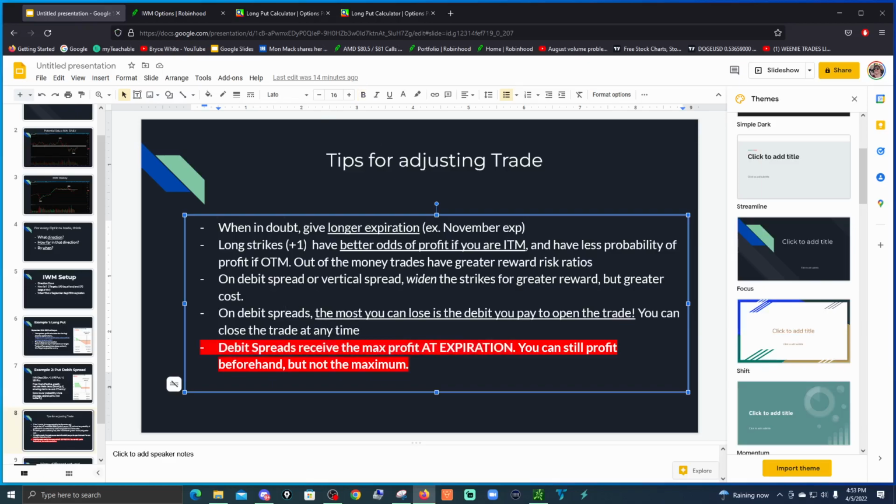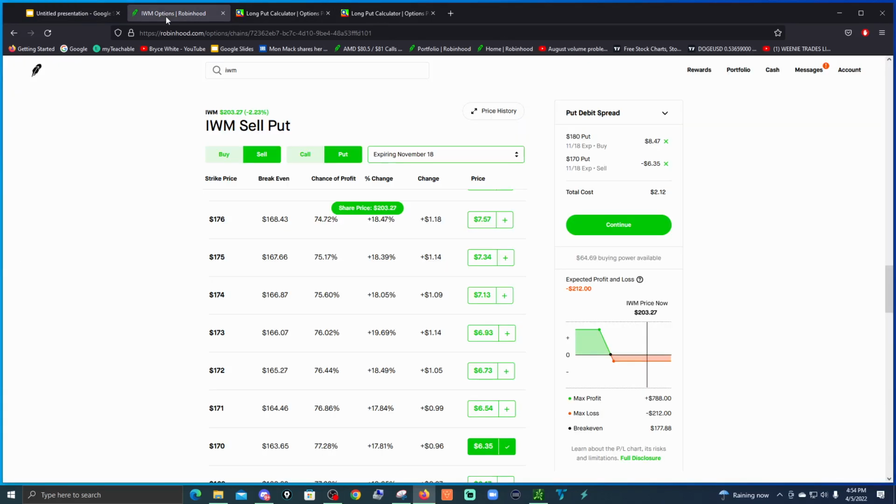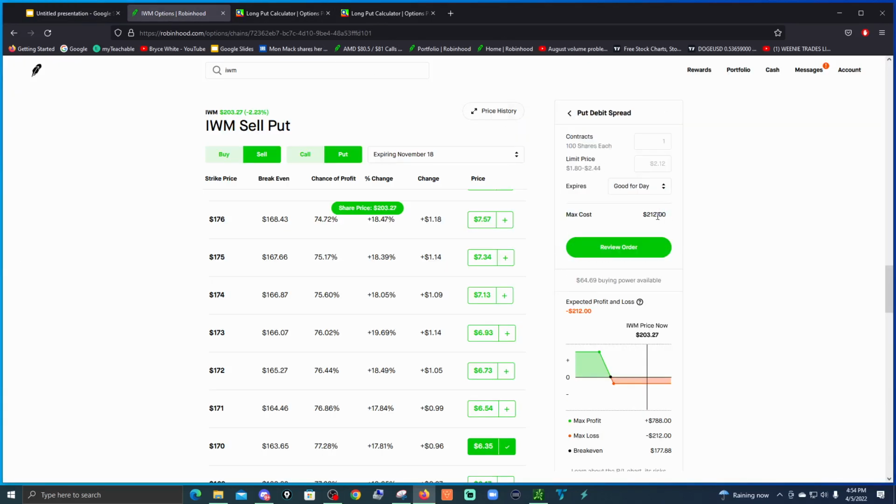So on debit spreads, the most you can lose is the debit that you pay to open the trade. You can get as many of them as you want. Let's say okay, the total cost is 212. Let's say I want 3 of them. Okay, now look at the risk reward. Max loss 636. A maximum profit of 2,364.